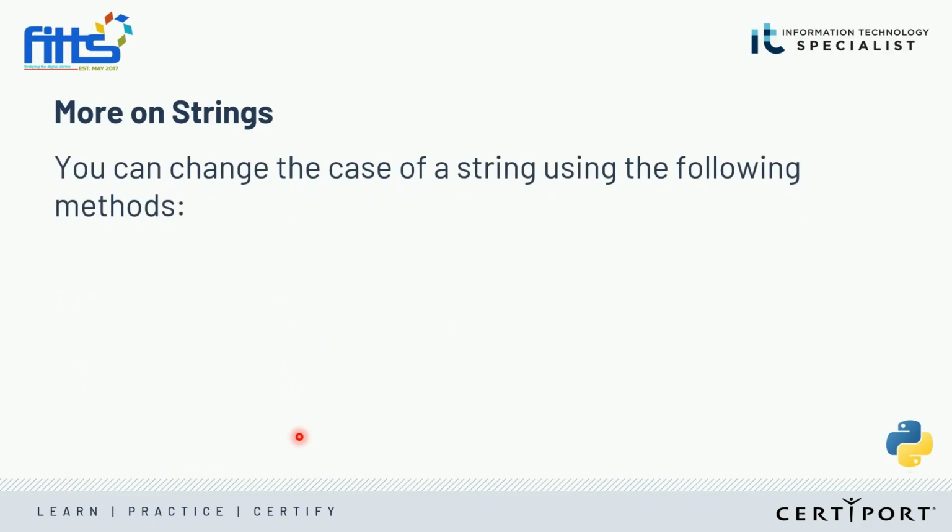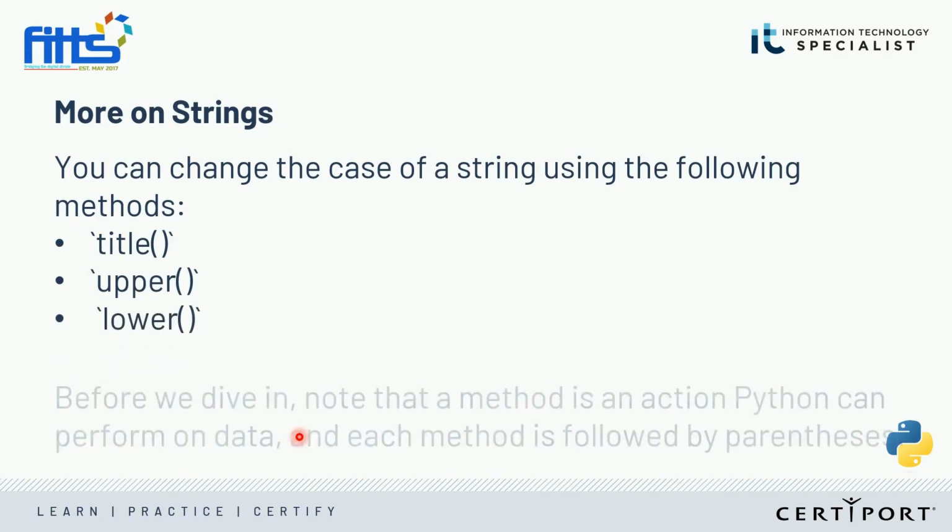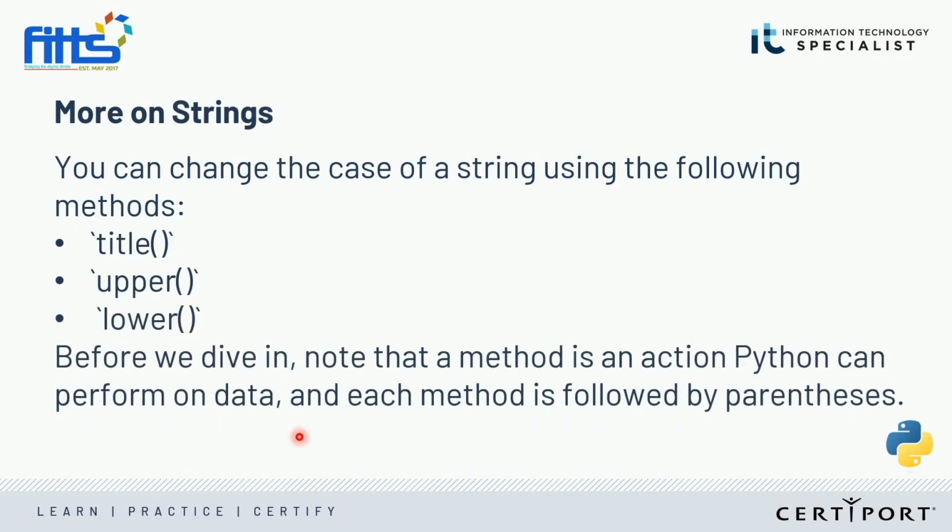So you can change the case of a string using the following methods. So we have the title, the upper, the lower, and we can do this in Excel. So I don't want to digress, but in Excel we have the upper and the lower functions. You know what I mean? So before we dive in, note that a method is an action Python can perform on a data, and each method is followed by parentheses or brackets. So it's the action it performs on a particular data.